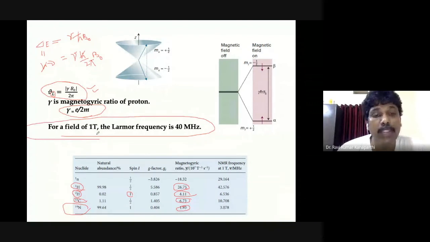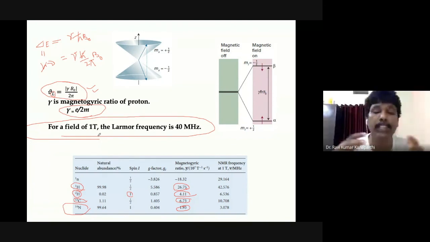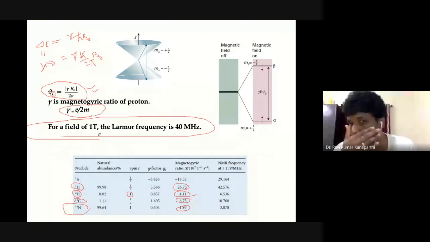And for your information, just for small statistics, if you keep a proton in an external magnetic field strength of 1 Tesla, what would be its Larmor frequency? Well, you can estimate by using that formula, but roughly I can say that it will precess at 40 megahertz.